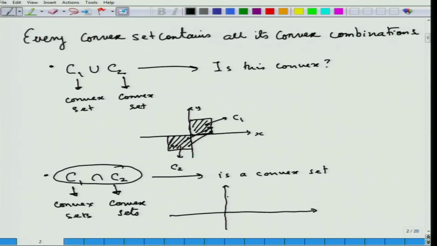Very simple. Again, take this one and take this square. Squares are obvious examples of convex sets. Suppose this is my C1 and this is my C2. So, this is an area which is the intersection, and of course, this is C1 intersection C2, and you can easily see that it is a convex set.